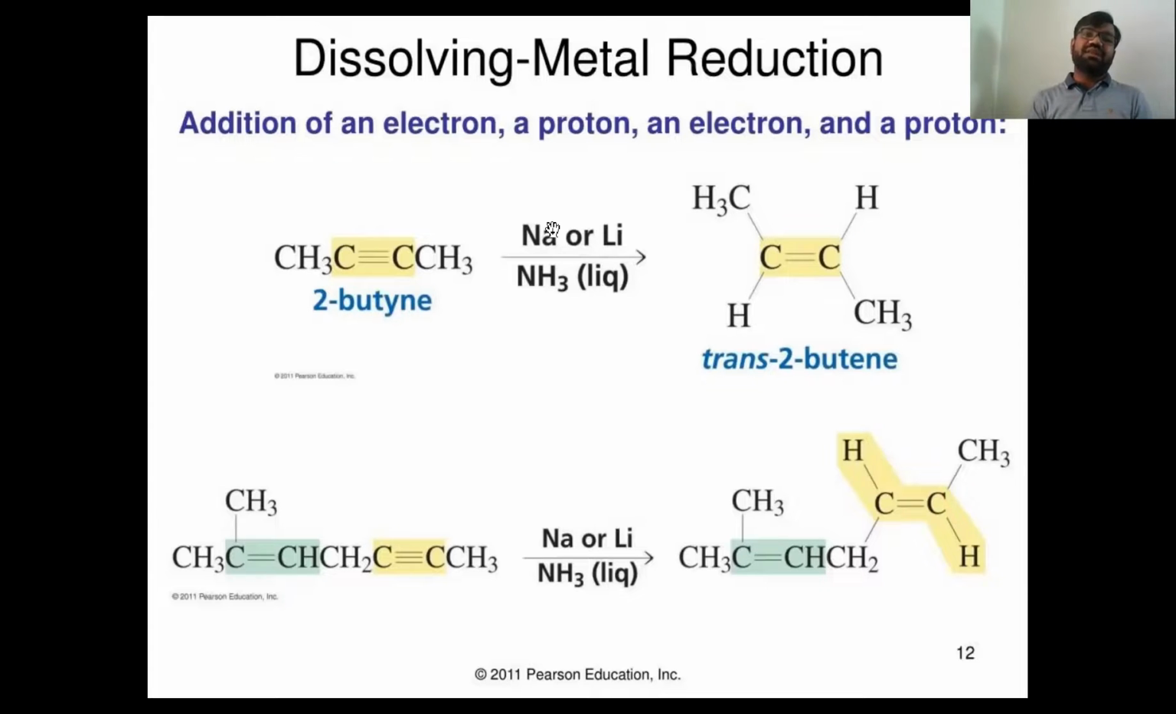This reaction is called dissolving metal ammonia reduction because first sodium metal is dissolved in ammonia. That is, अमोनिया गैस होता है, बट उसको वाटर में डिसॉल्व करो तो अमोनियम हाइड्रोक्साइड बन जाता है, लिक्विड अमोनिया. इसलिए this reaction is basically called dissolving metal ammonia reduction. If we take 2-butene, try to reduce this, it will form trans 2-butene.